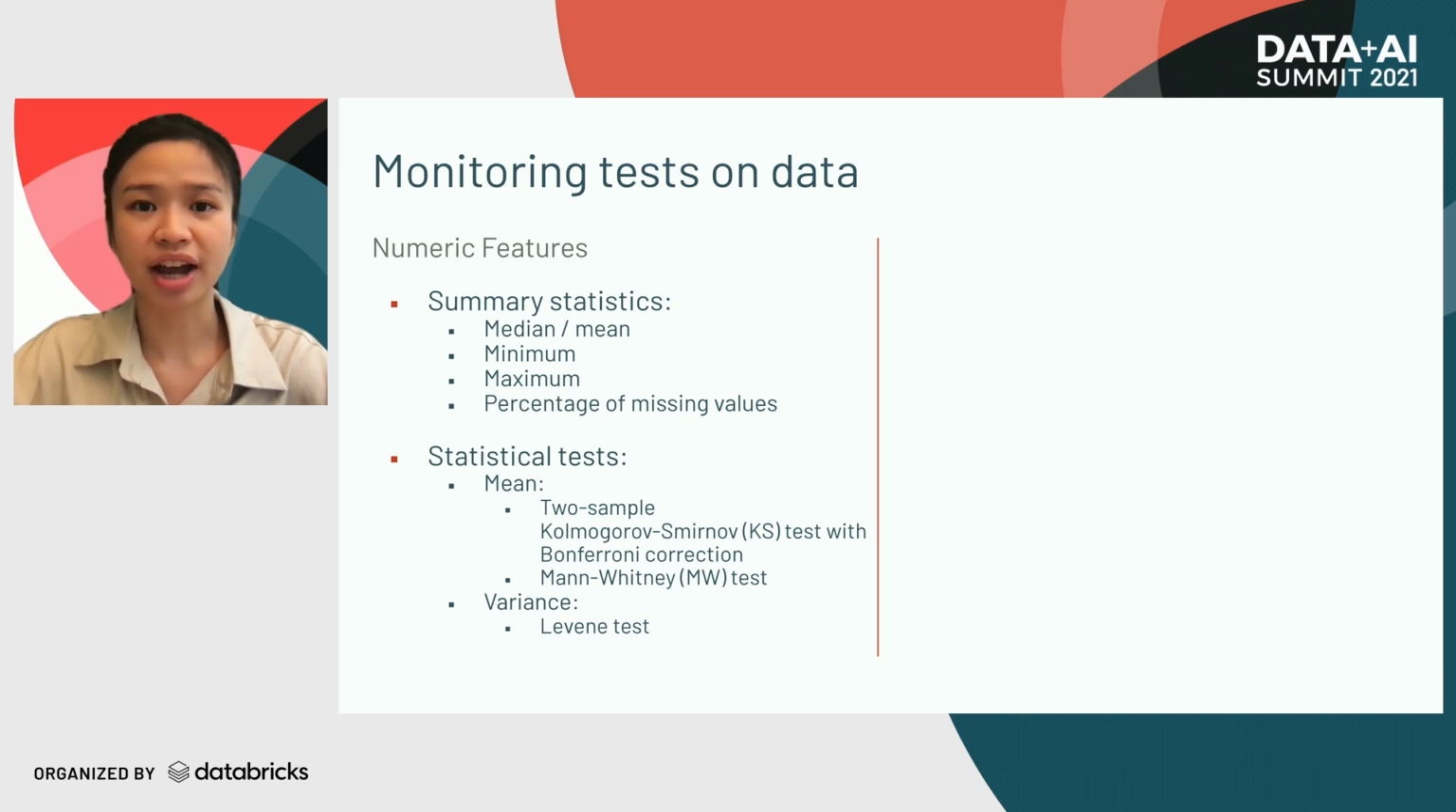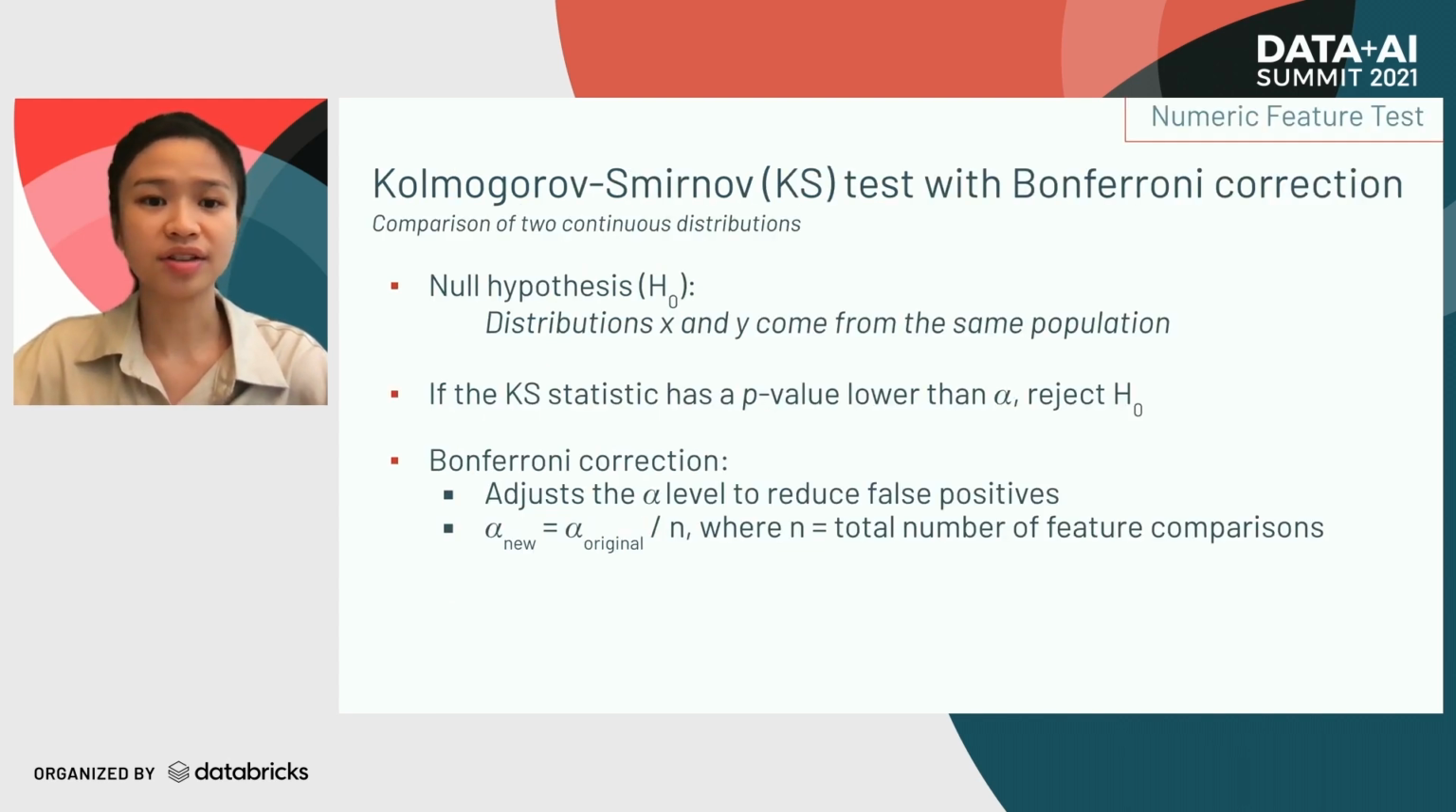Before we cover any of these tests for the categorical features, we'll go through the basic concepts of the tests that we'll be incorporating in our demo. First up, let's examine the KS test with Bonferroni correction. The KS test is useful when we want to compare two continuous distributions.